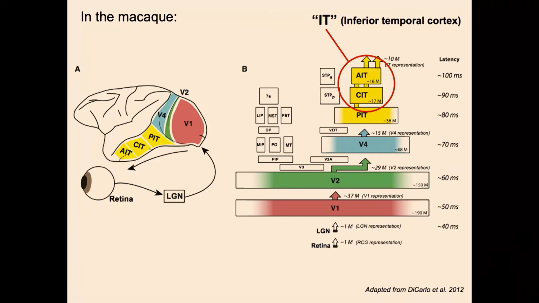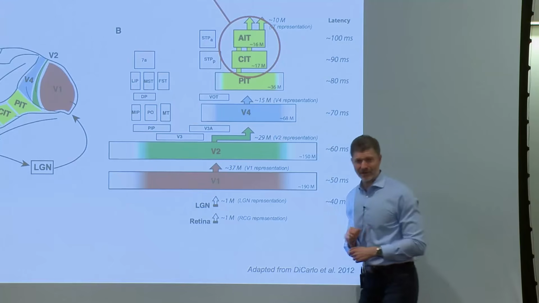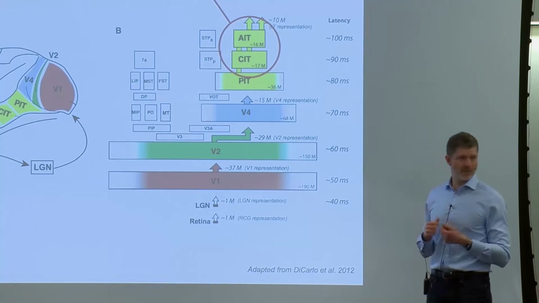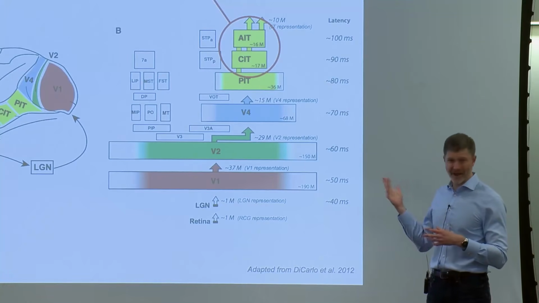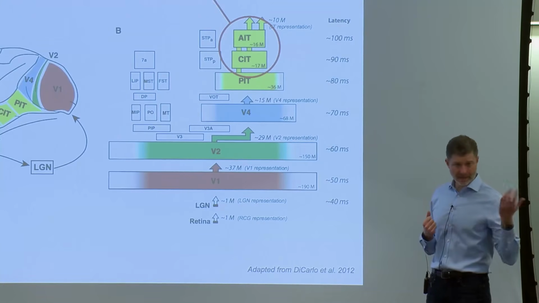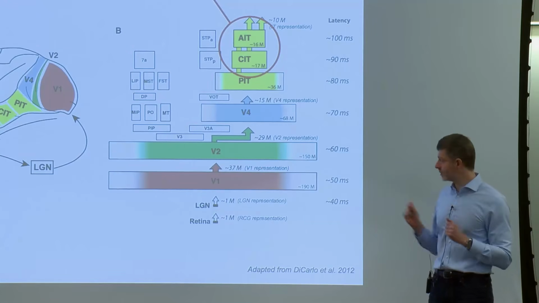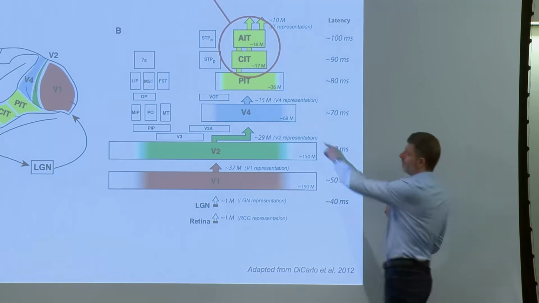We've talked a little bit about V2. One of the things that you see in V2 is some more sophisticated forms of selectivity for edges, like you get responses to illusory contours. There's some sensitivity to figure-ground relations, border ownership cells you find there. We talked a little bit about V4.